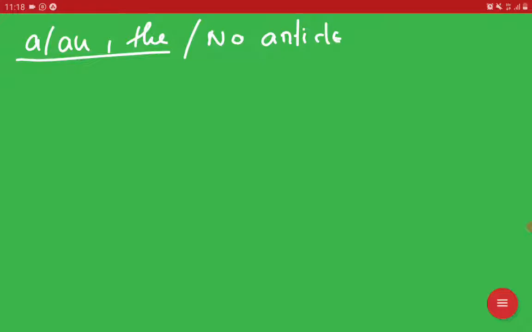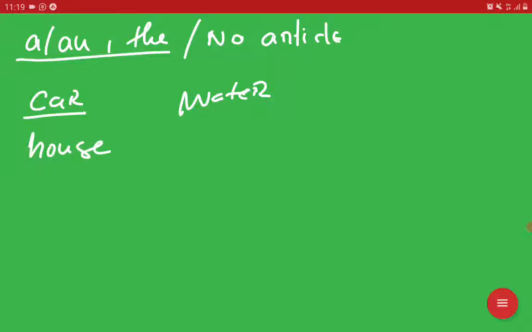Okay, let's get started with A and N. We know that we use A and N with singular countable nouns, okay? When we talk about countable nouns, we talk about things that it is possible to count. I will just give an example here. I can say, for example, car, something that we can count. But water, we cannot count, okay? It's liquid. House is something we can count, you see. Bread in English we cannot count. These are examples of what is countable and what is not countable, and we've got plenty of examples outside there.